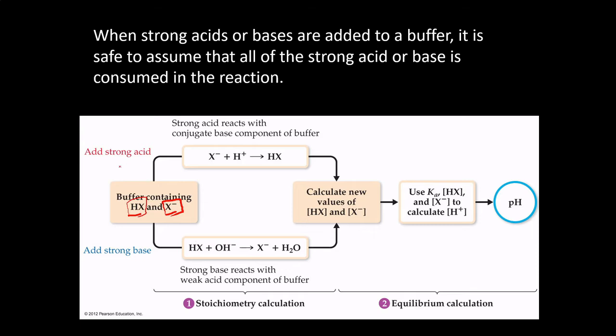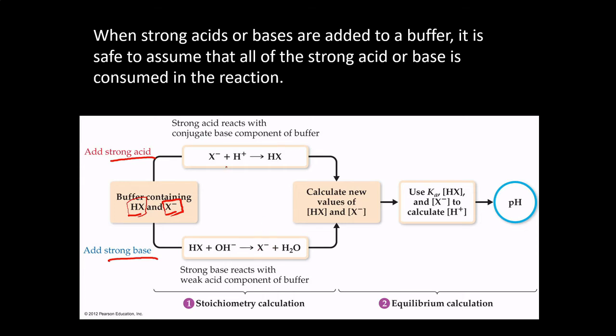So for example, if we add in a strong acid, that strong acid is going to react with the conjugate base, and it's going to form more of the weak acid. Conversely, if we add in a strong base, that strong base is going to react with the weak acid and form the conjugate base. And water as well, but we don't really care about the water. The water's just going to go and be more of the water. There's already tons and tons of water.